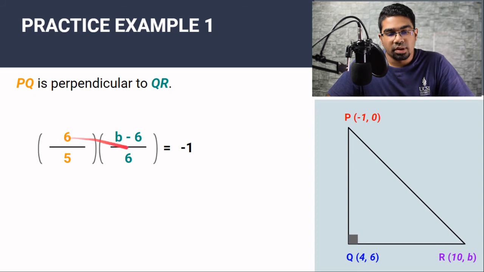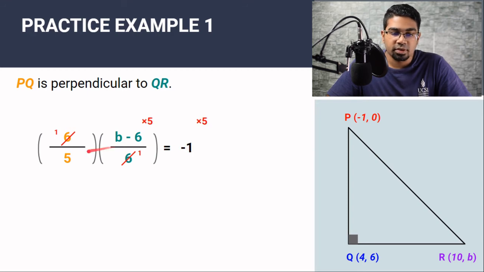And we can eliminate 6 here. 6 divided by 6 is 1. And then multiply both sides by 5 in order to eliminate the 5. So 5 and 5 will be 1. 5 divided by 5 is 1. On the right, we have negative 1 times 5. So what we are left with is b minus 6 is negative 5.